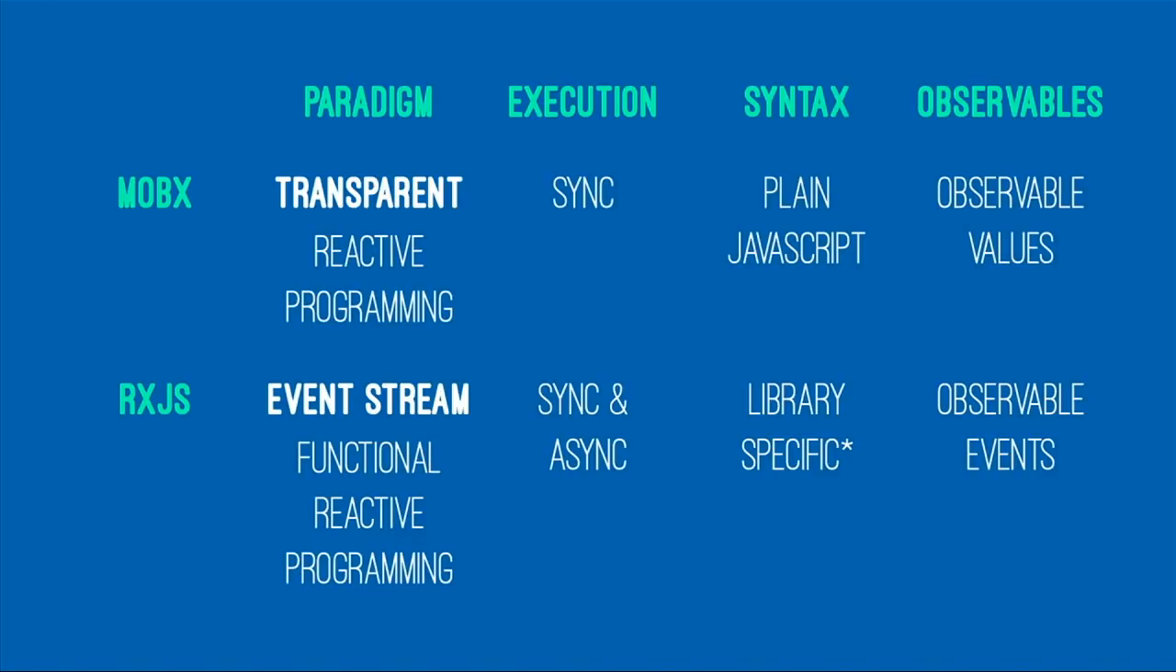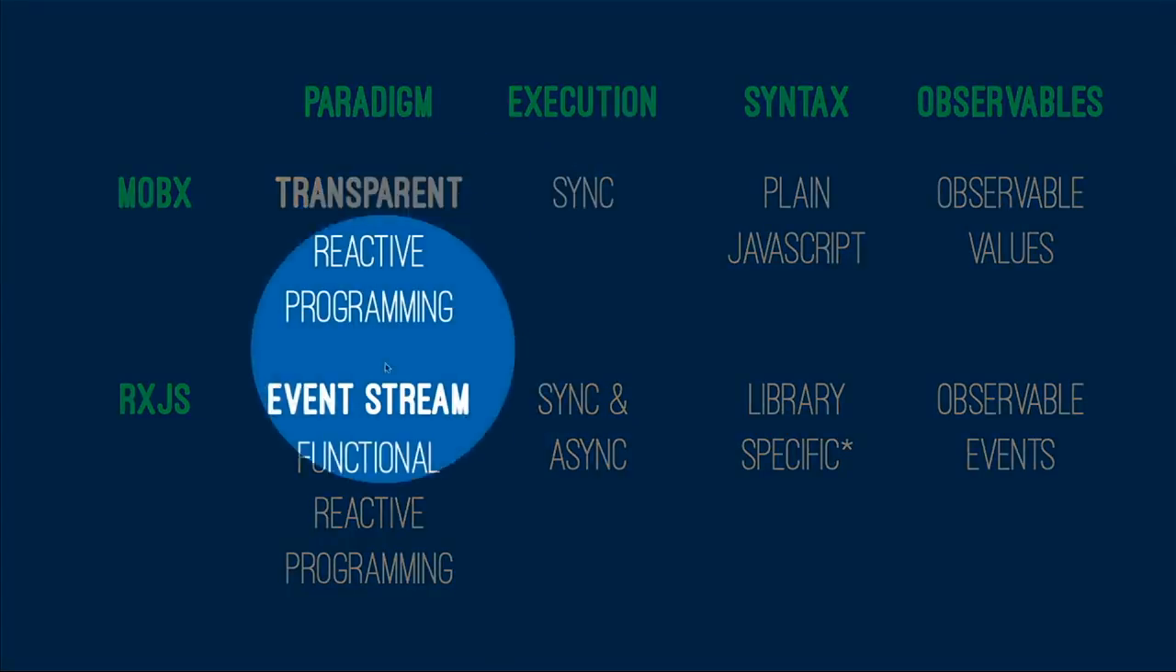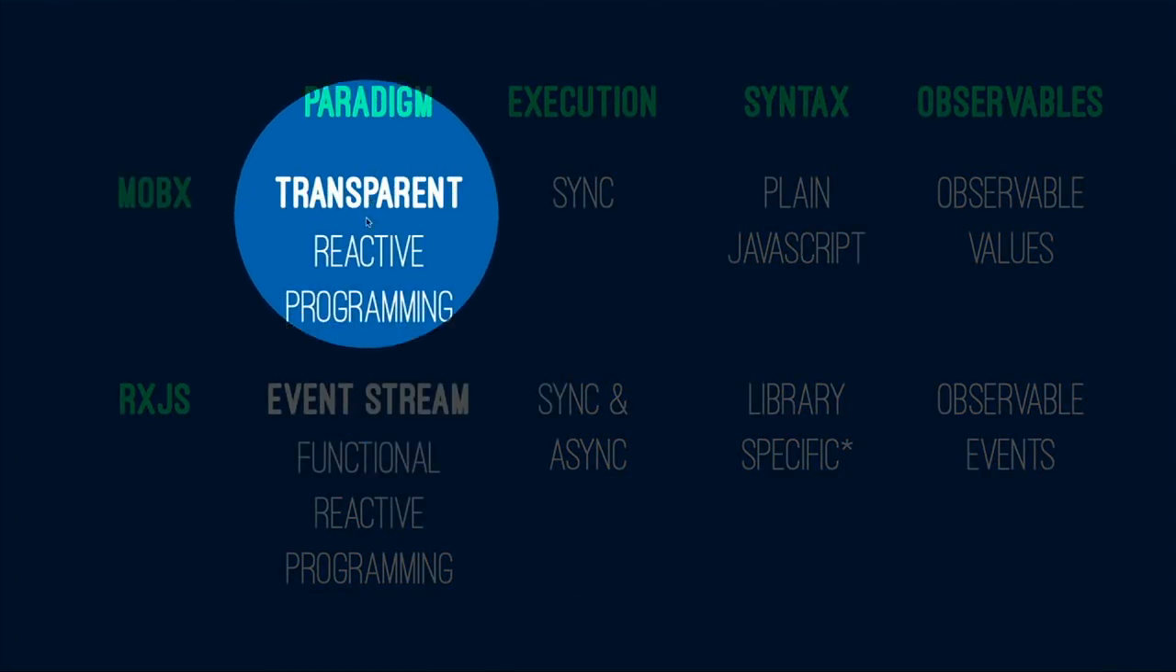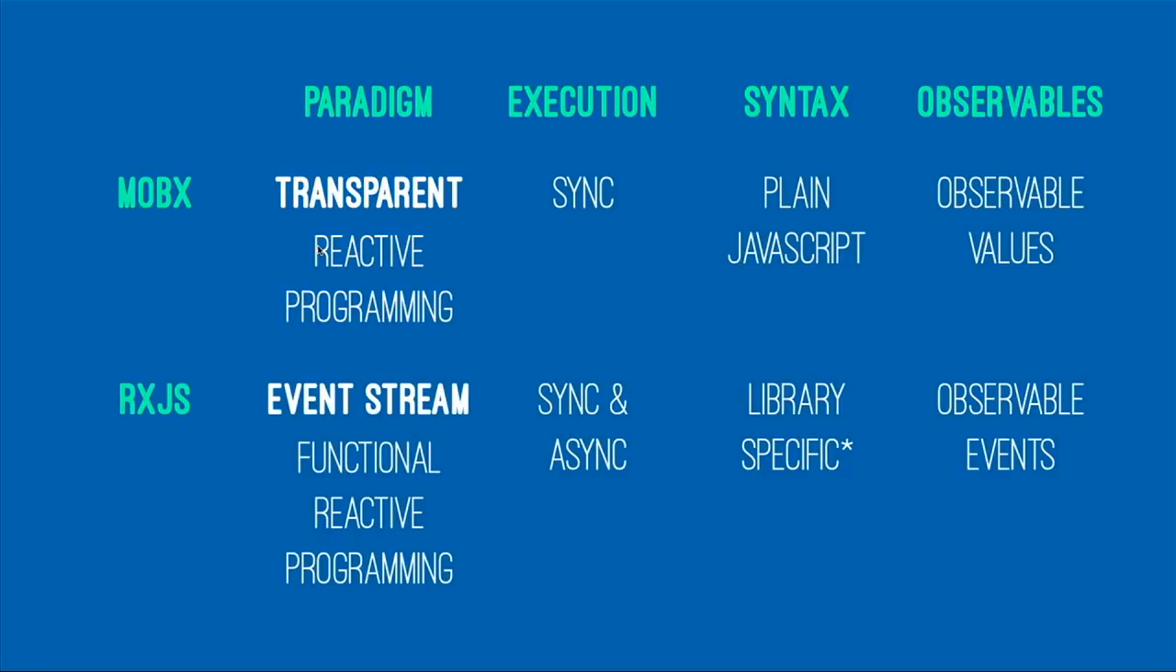So last part, all for one and one for all. Big table. From the left-hand side top, MobX, paradigm: we learned that it is transparent reactive programming, but we learned that those are not words. It's transparent because we are not in control of the subscription. The library is taking care of that. RxJS, event stream functional reactive programming. Why event streams? I don't have to explain. Those were all events flowing to my operators, chaining within each other.